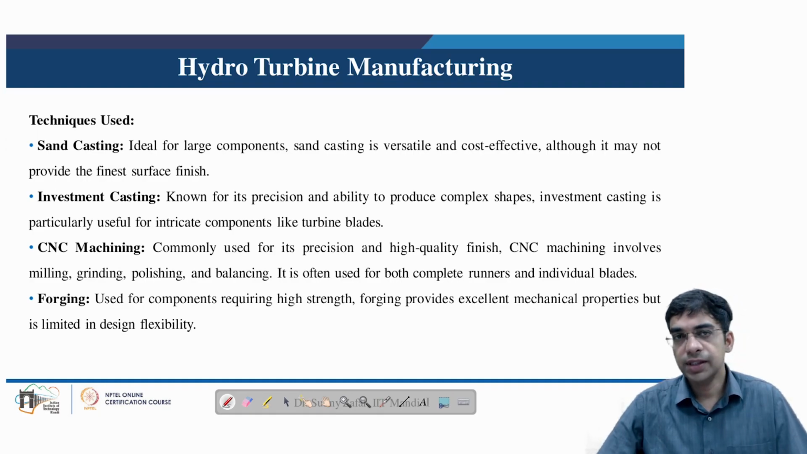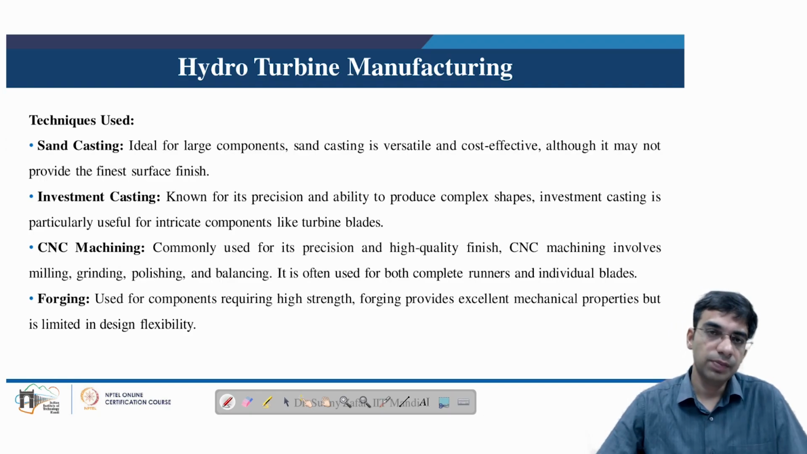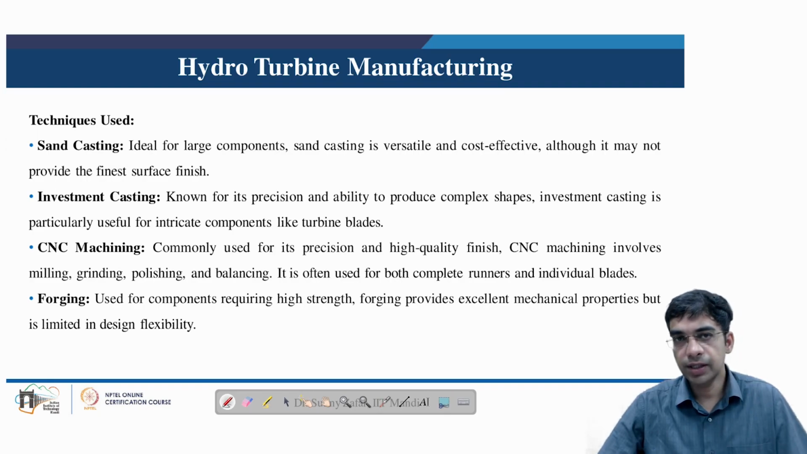The second process is the investment casting process. We have seen this process in much detail in the previous sections of this course, and we know that this process is known to produce components with near net shape as well as high precision with complex shapes, and investment casting is particularly useful to manufacture the blades of the turbine.